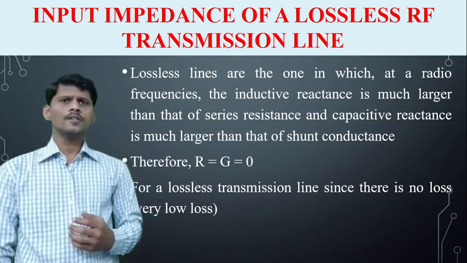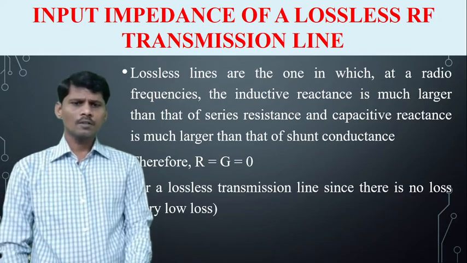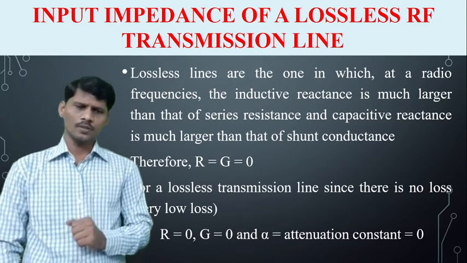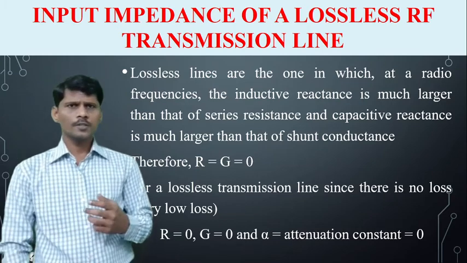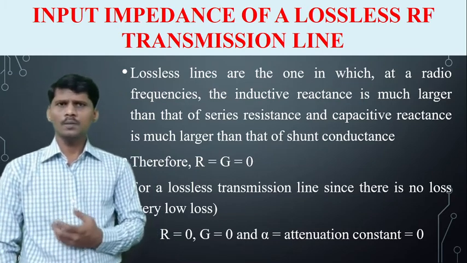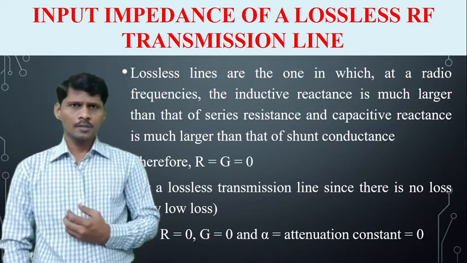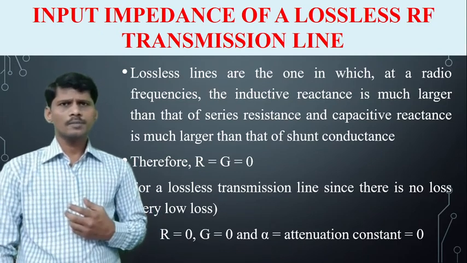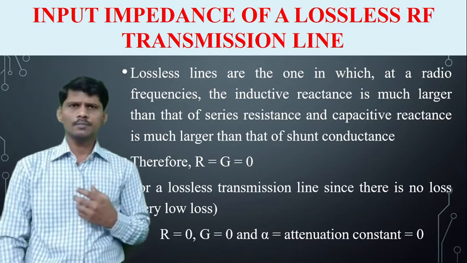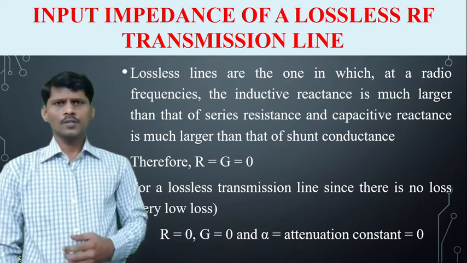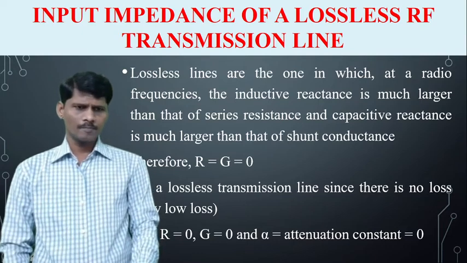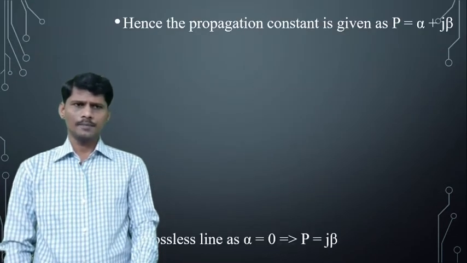For a lossless transmission line, the attenuation constant alpha is equal to 0. So what is the propagation constant? The propagation constant is a complex quantity and it is given by γ is equal to alpha plus j beta. For a lossless or radio frequency transmission line, there is no attenuation constant and the propagation constant γ becomes j beta.